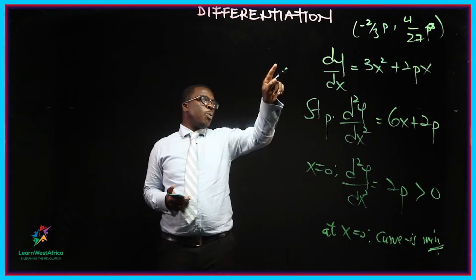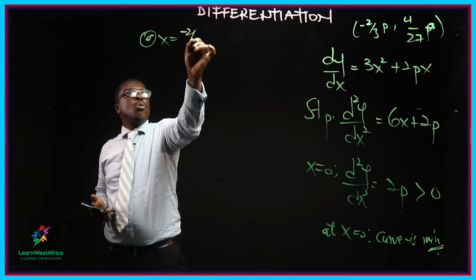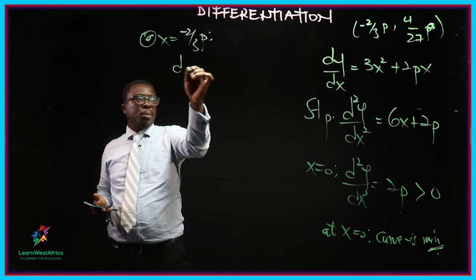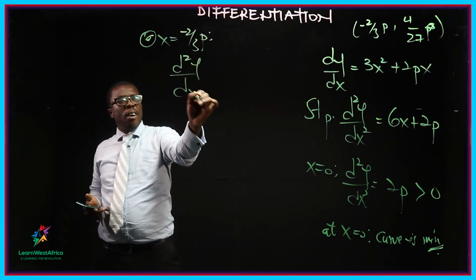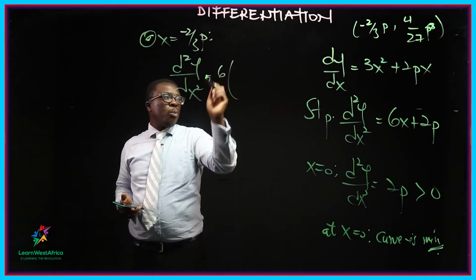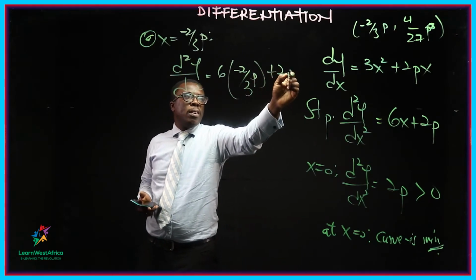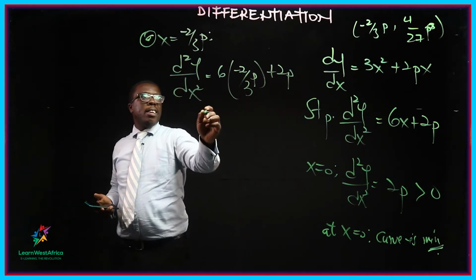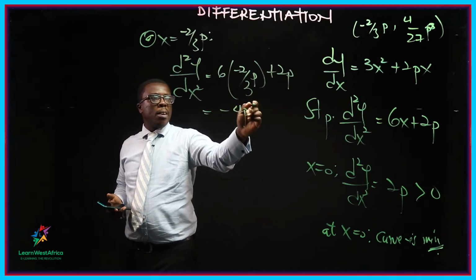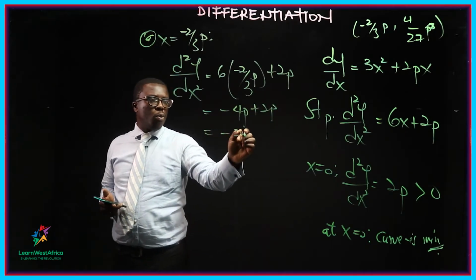Okay, now let's look at the situation where x is minus 2 over 3p. At x equal to minus 2 over 3p, what happens? We do the same substitution into d squared y over dx squared. This is going to give us 6 into brackets minus 2 over 3p, plus 2p. Here the 3 cancels, giving minus 4p plus 2p, okay? So this is going to give you minus 2p.